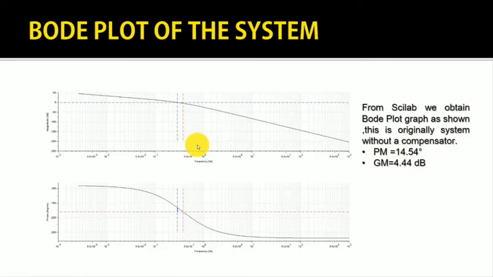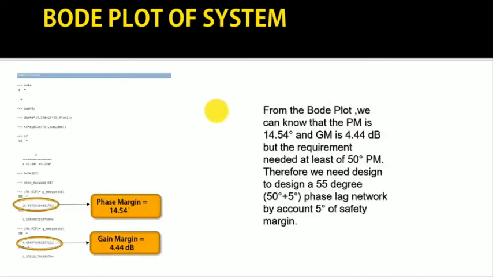Next, from the BODE plot we can know that the phase margin is 14.54 degree and gain margin is 4.44 dB, but the requirement needed is at least 50 degree phase margin. So therefore we need to design a 55 degree phase lag network by accounting 5 degree of safety margin, adding 50 plus 5 degree to get the 55 degree of compensator level.